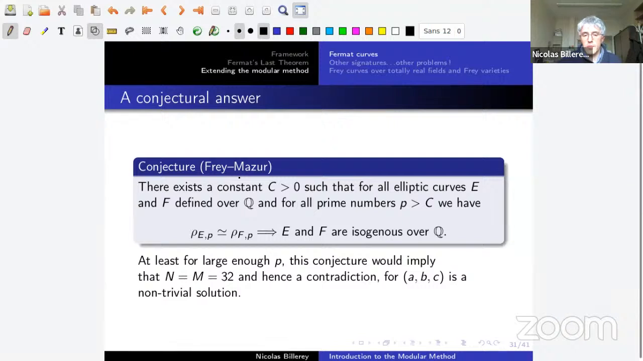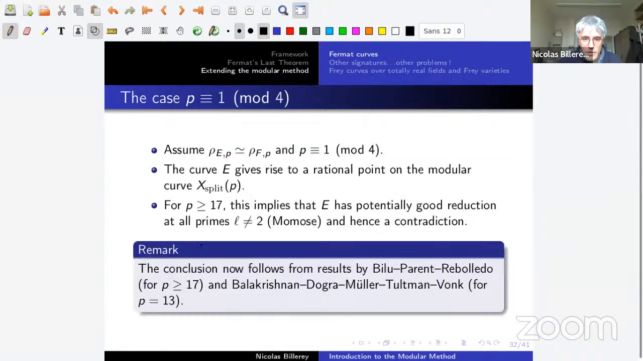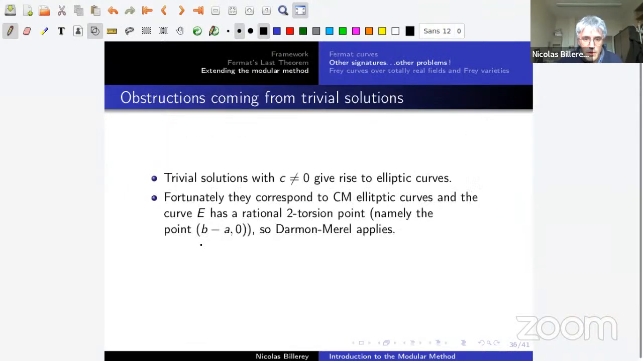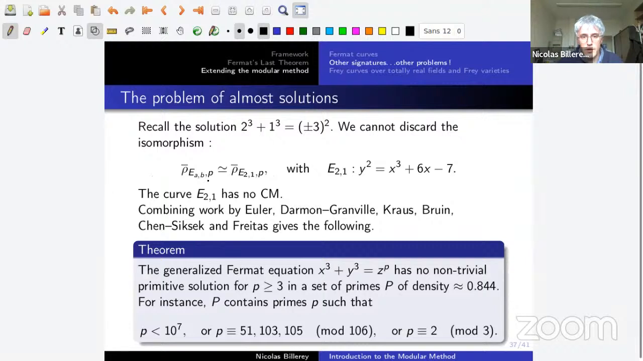No, I'm really talking about the mod p representation. I've noticed that later I use the bar. Yes, here I use the bar. Before I didn't use bars, but it's everywhere. All the Galois representations I've been talking about are mod p representations.